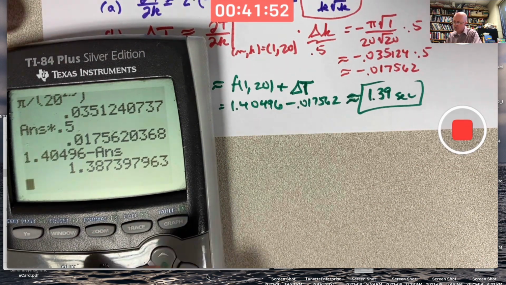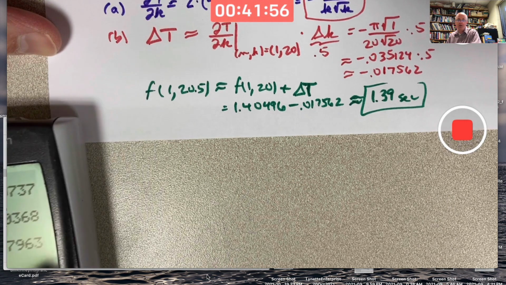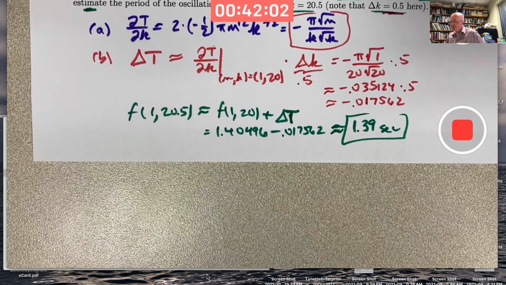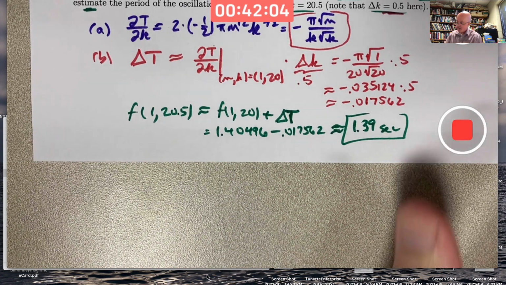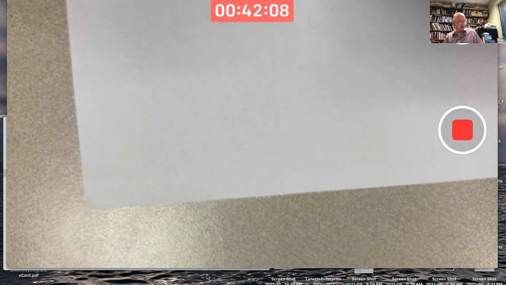Okay, I could use more decimal places. And this one was about 1.40 seconds. So the period only decreased by about 0.01 seconds, which is measurable, but barely noticeable if you were just watching the mass go back and forth.